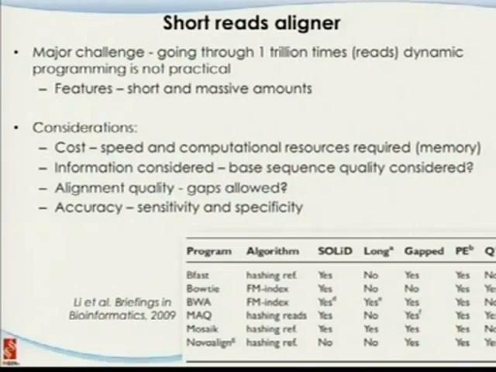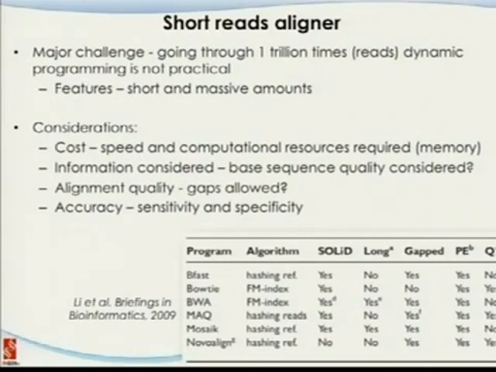There's one more concept I also want to mention. When we talk about alignment, there are two concepts. One is global alignment, the other is local alignment, right? So you don't have to think hard to conclude that for the short read sequencer, the sequence alignment is always a local alignment. And the major challenge of next generation sequencing data and alignment is that going through 1 trillion times of dynamic programming is practically not possible. The features of the data are that they are short and they are massive amounts. Okay?